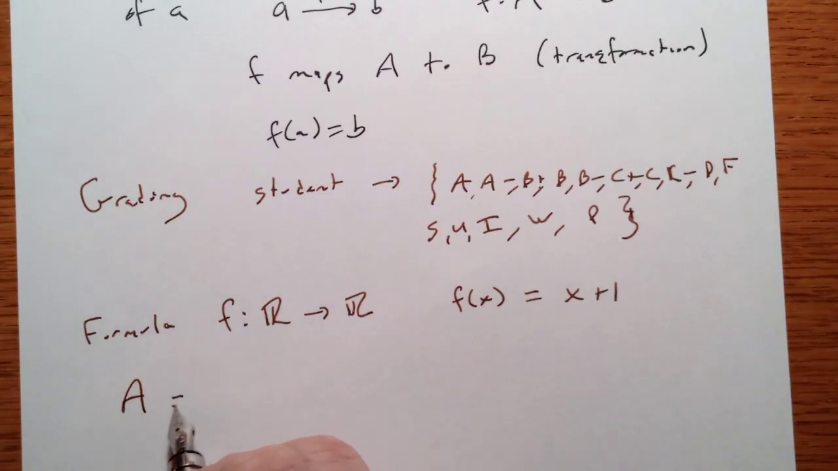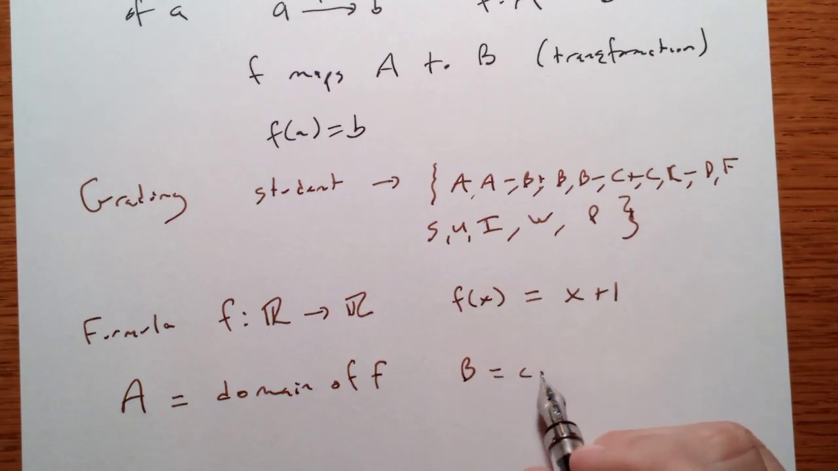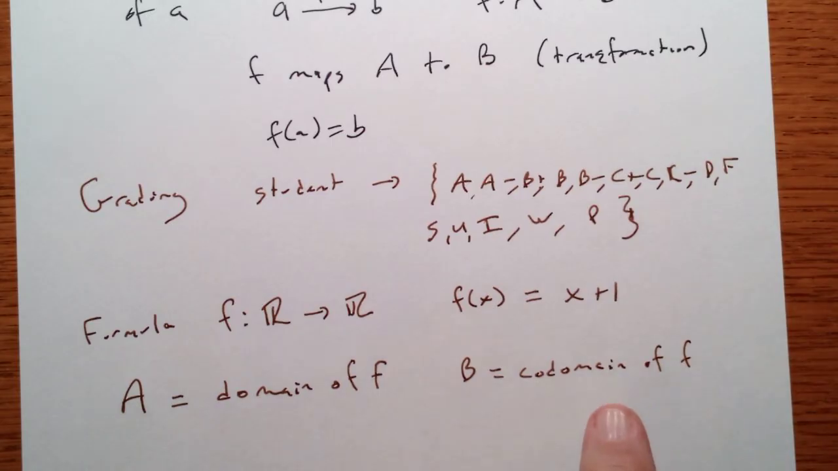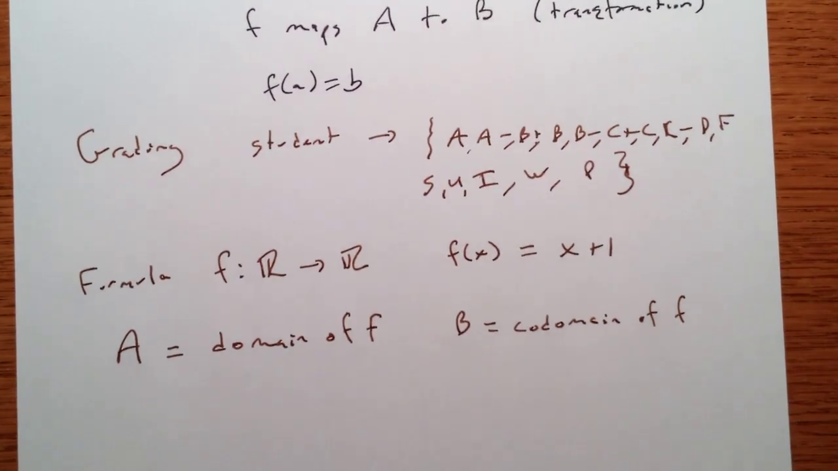The set A is the domain of our function f. The set B is the codomain. I know that's not the word you first thought of. That's not what we called it in algebra class. In algebra class, we had this thing called the range of a function.